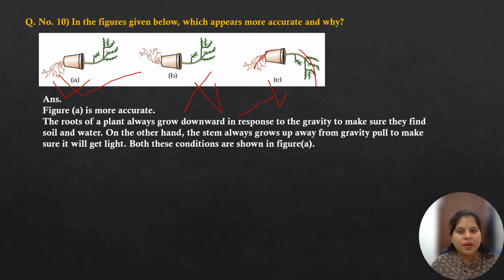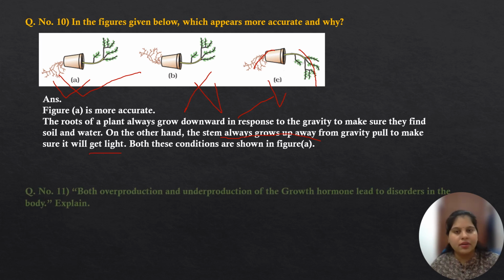The root of the plant always grows downward in response to gravity to make sure that they find soil and water. On the other hand, stem always grows up against gravity pull to make sure it will get light. So among the given figures, A is the correct one.